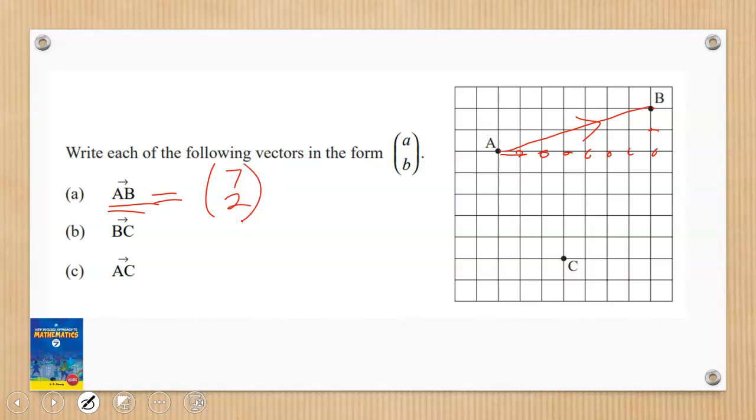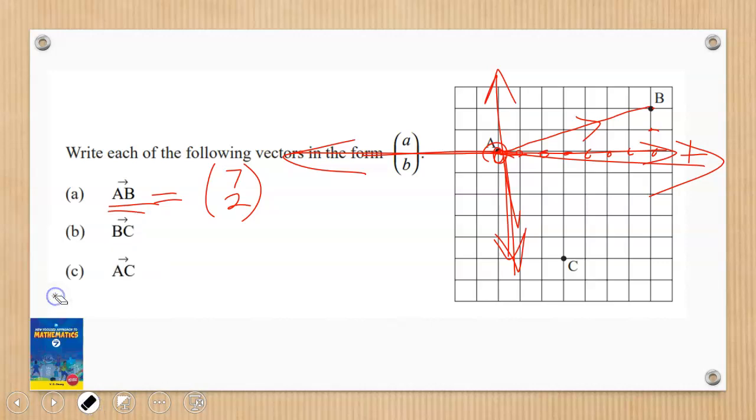And the 2 is positive because I move upwards. 7 is positive because I move towards the positive side of the x-axis. If I'd gone back, I would have made it negative. And if I go down, I'll make it negative. So on the y-axis, if you go down, it's negative. If you go up, it's positive. On the x-axis, if this is your origin, the moment you go this direction, it means you are going negative, and when you go this direction, you are going positive. So that is the answer.